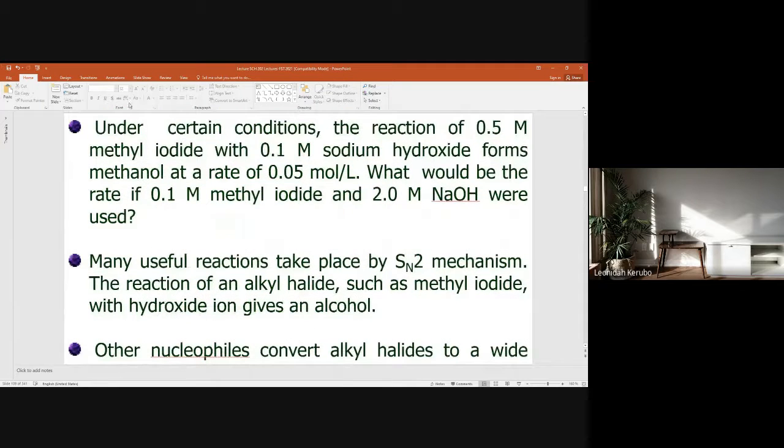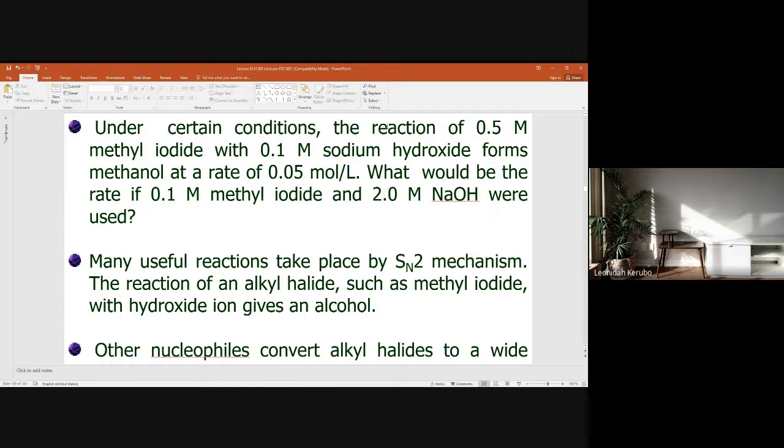So this is for you to do. Under certain conditions, the reaction of 0.5 molar methyl iodide with 0.5 molar sodium hydroxide forms methanol at a rate of 0.05 moles per liter. What would be the rate if 0.1 molar methyl iodide and 2 molar sodium hydroxide were used?